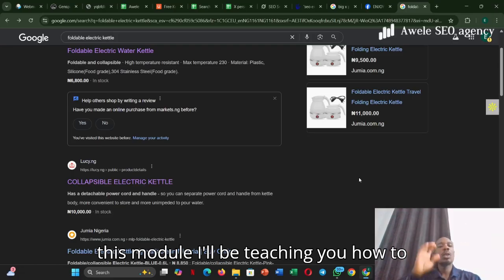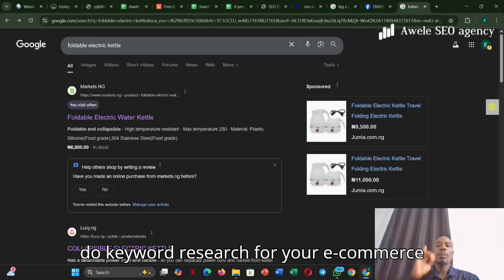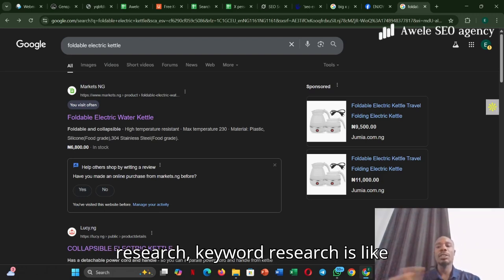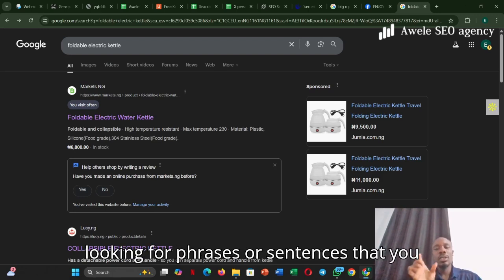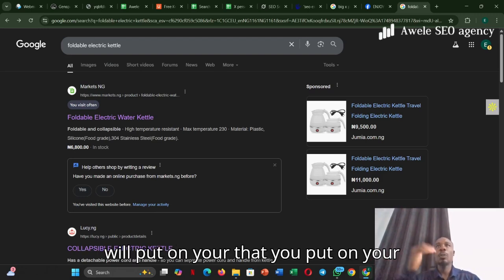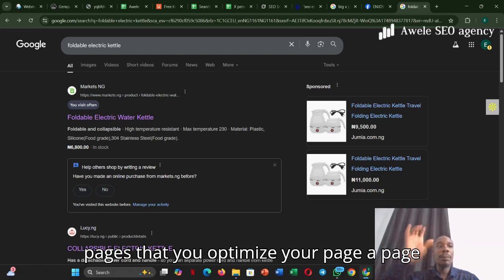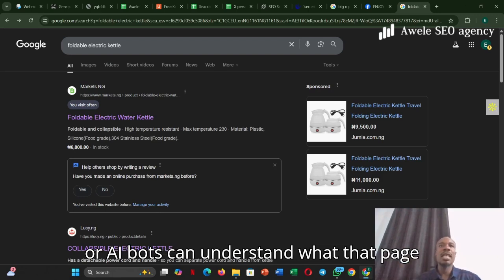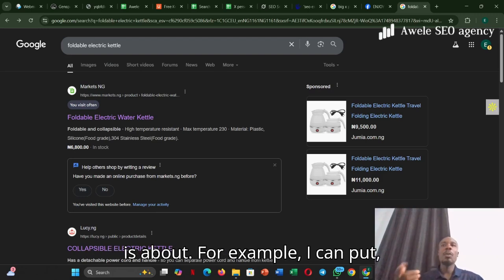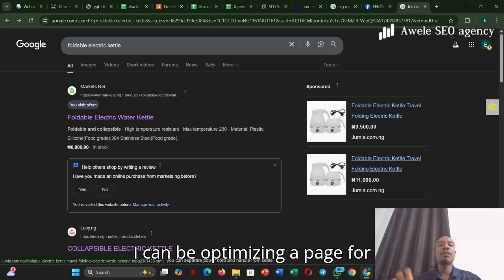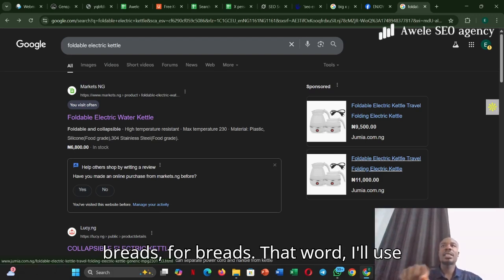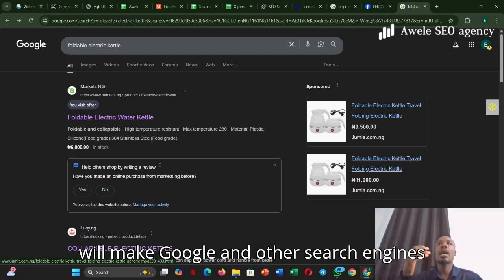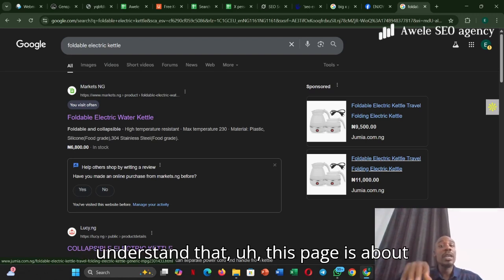In this module, I'll be teaching you how to do keyword research for your e-commerce store. Keyword research is like looking for phrases or sentences that you will put on your pages, that you optimize your page for, so that search engines or AI bots can understand what that page is about. For example, I can be optimizing a page for bread. That word, I'll use it in several places on the website, which will make Google and other search engines understand that this page is about bread.